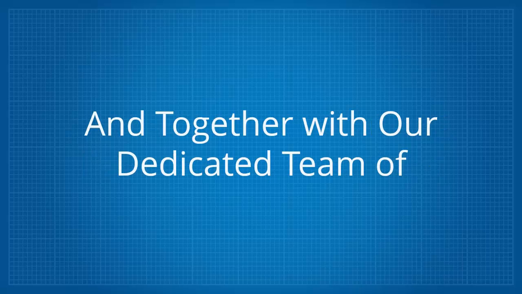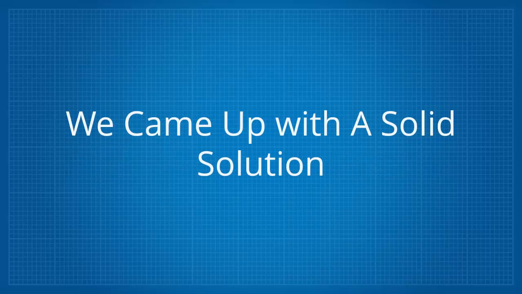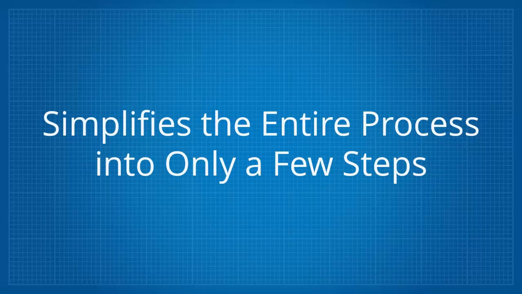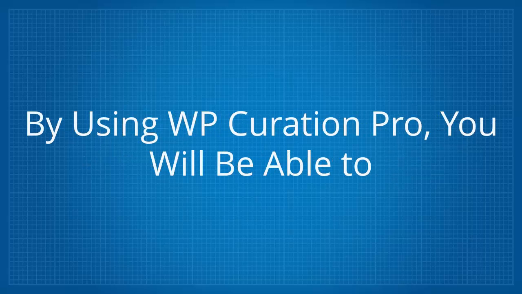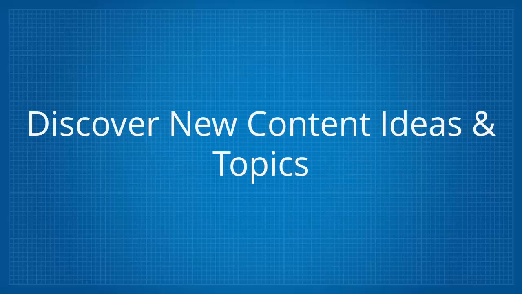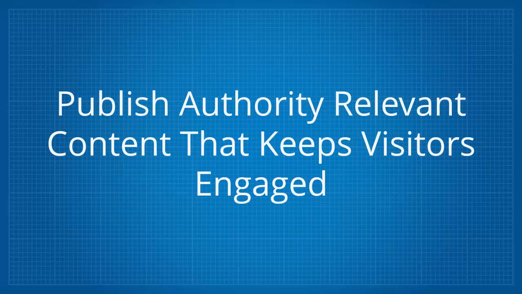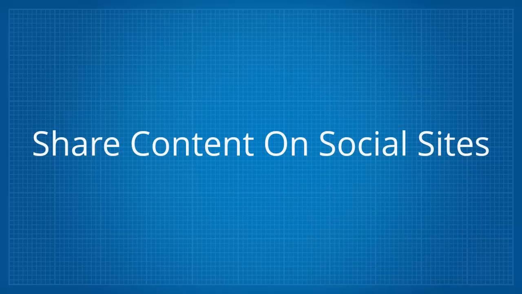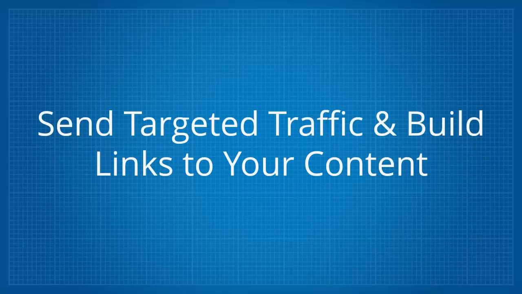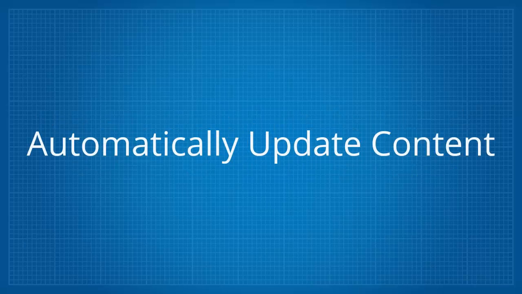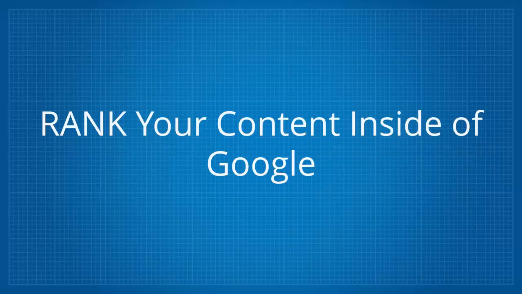And together with our dedicated team of internet marketing professionals and testers, we came up with a solid solution. Our latest WordPress plugin, called WP Curation Pro, simplifies the entire process into only a few steps. By using WP Curation Pro, you'll be able to discover new content ideas and topics, curate and create authority content from sites you love, drag and drop easy, publish authority relevant content that keeps visitors engaged, share content on social sites, send targeted traffic and build links to your content.